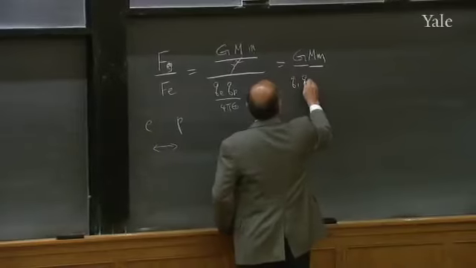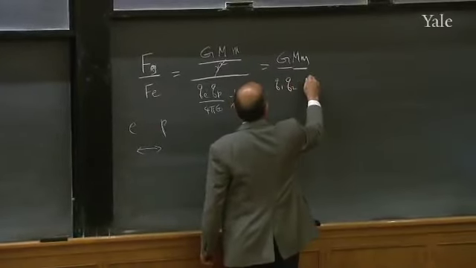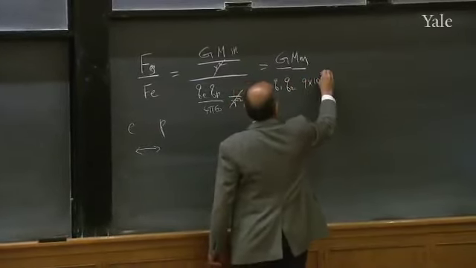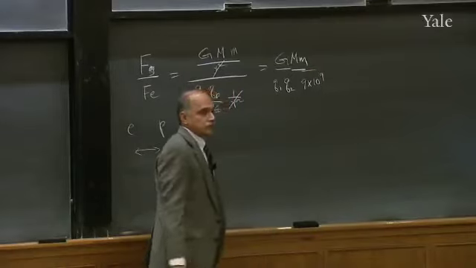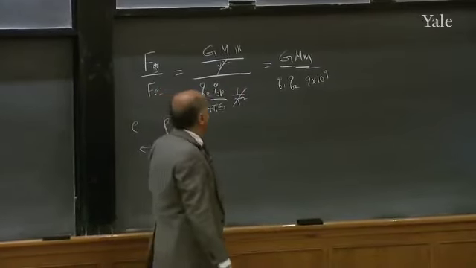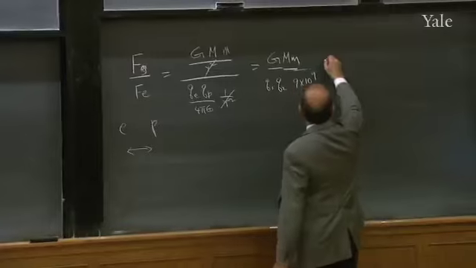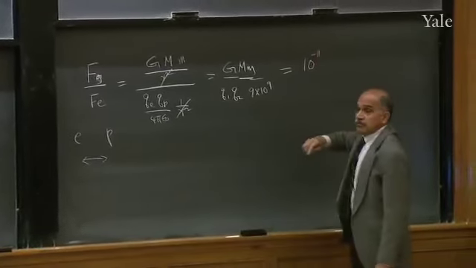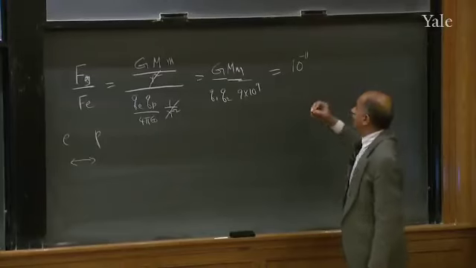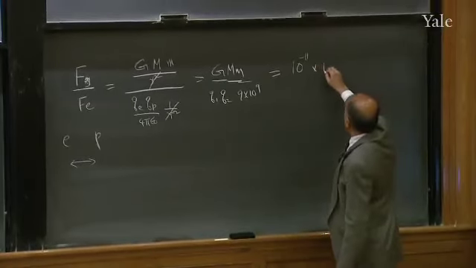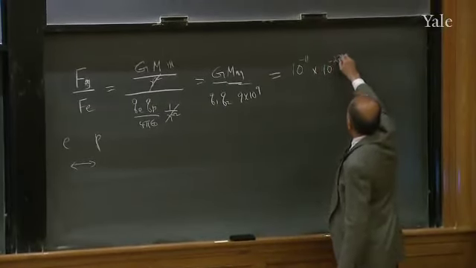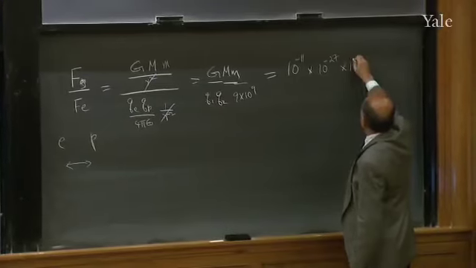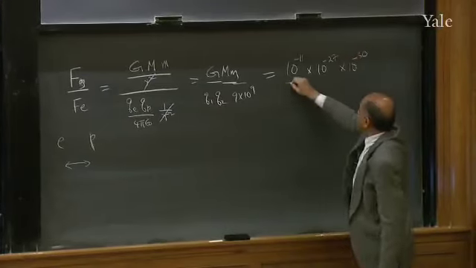Q1, Q2, and the 1 over 4 pi epsilon is 9 times 10 to the 9. So now we put in some numbers. G is 10 to the minus 11 with some prefactors, maybe 6 in this case. I'm not going to worry about prefactors. But the mass of the proton is 10 to the minus 27 kilograms. Mass of the electron, 10 to the minus 30 kilograms.